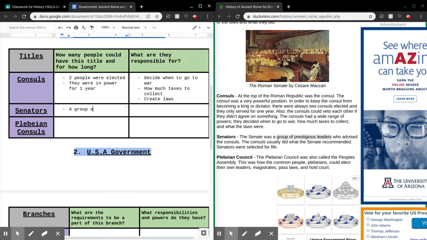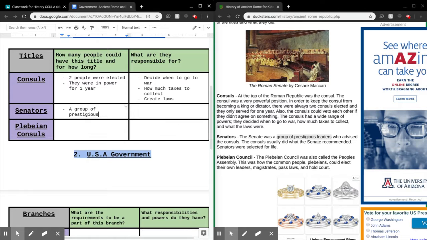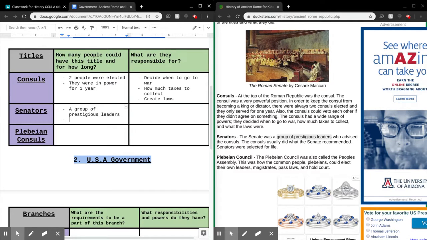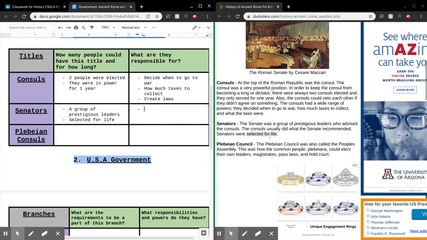A group of prestigious leaders and selected for life. It's right over here. And what are they responsible for? They advised.